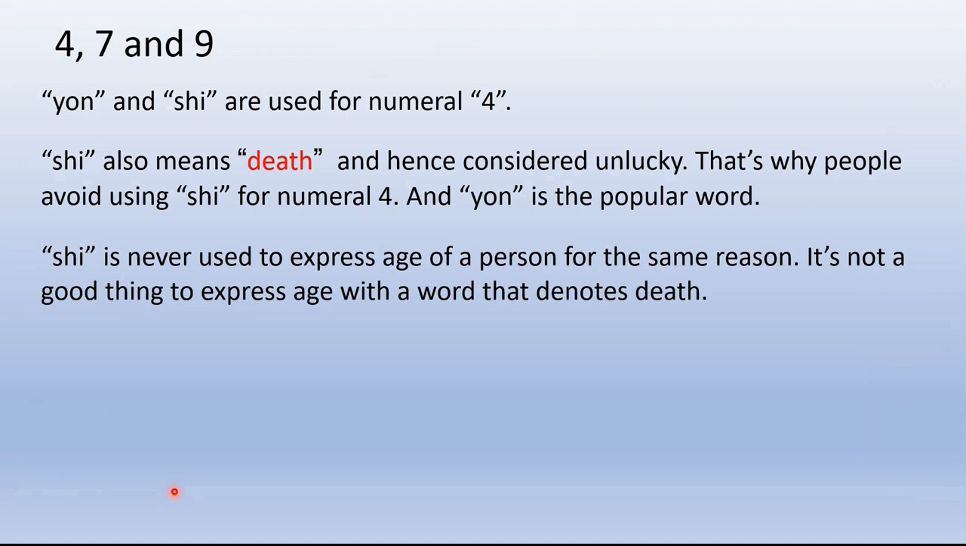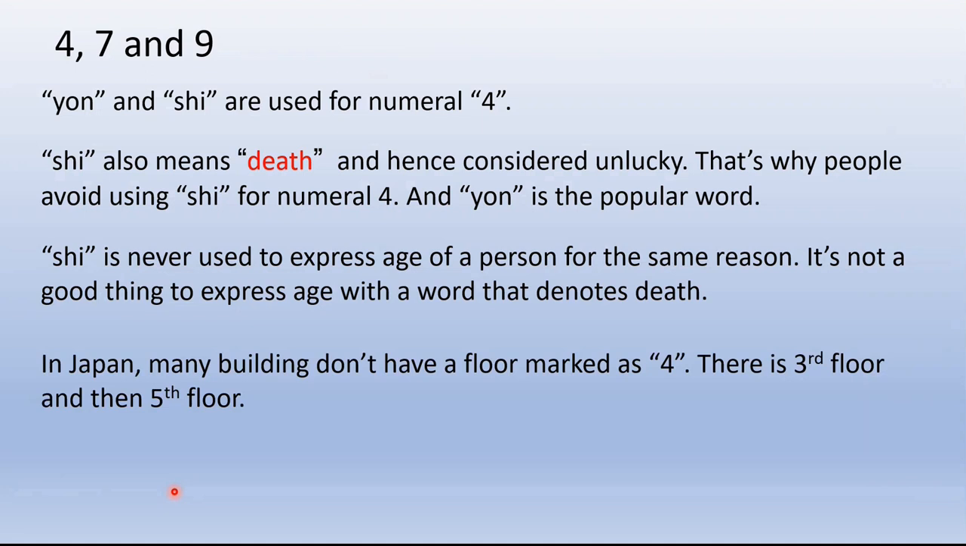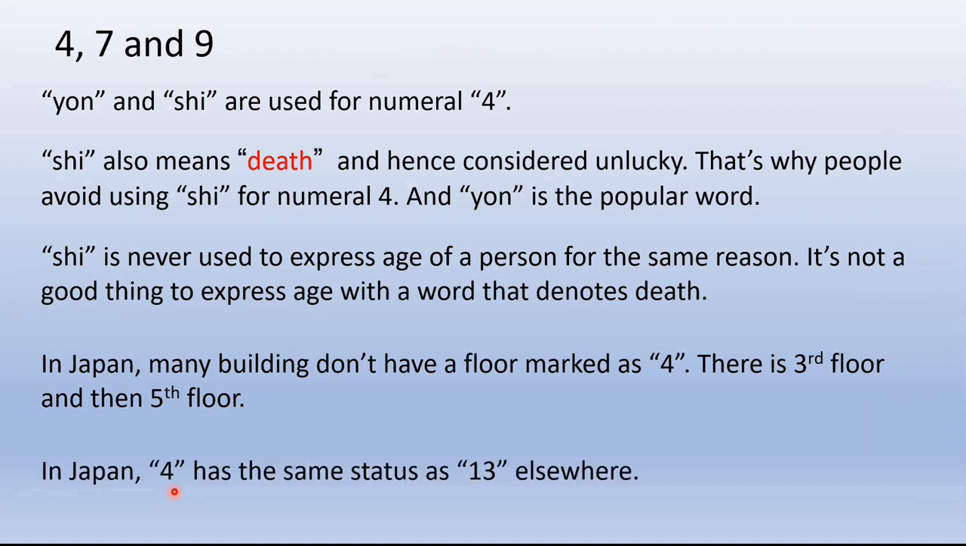So this is obvious. In Japan, many buildings don't even have a floor marked as 4. There is a third floor and then straight away a fifth floor. There is no fourth floor in the building. It's the same thing as 13 in India or elsewhere. So unlucky 13 we have, and in Japan, it's unlucky 4.